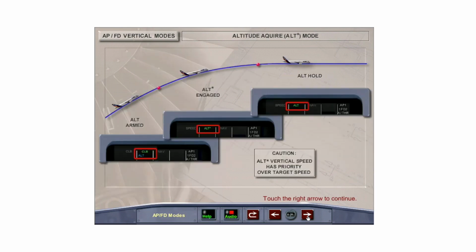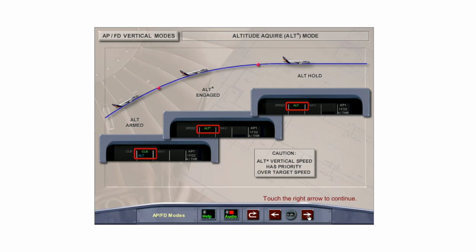The Altitude Acquire mode, or Alt-Star mode, uses an internal vertical speed program to capture the armed target altitude. Activation is dependent on the aircraft rate of climb or descent as it approaches the armed altitude. When within 20 feet of the target altitude, the Altitude Hold mode engages to maintain either the FCU selected target altitude or an altitude constraint if applicable.